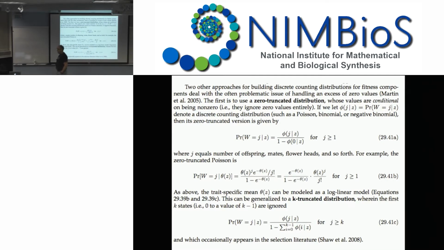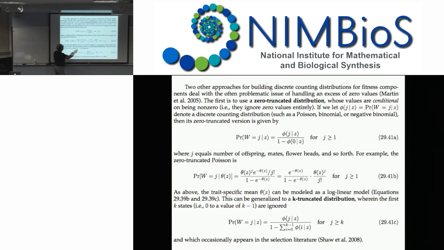The other possibility is 0 truncated or 0 inflated distributions. Think about flowering. I either flower or don't flower. If I flower, maybe I follow a Poisson. So one way to handle that is a Bernoulli random variable, flower or don't flower, then condition on flowering, I have a Poisson where the value is 1 or larger. So we call that 0 truncated.